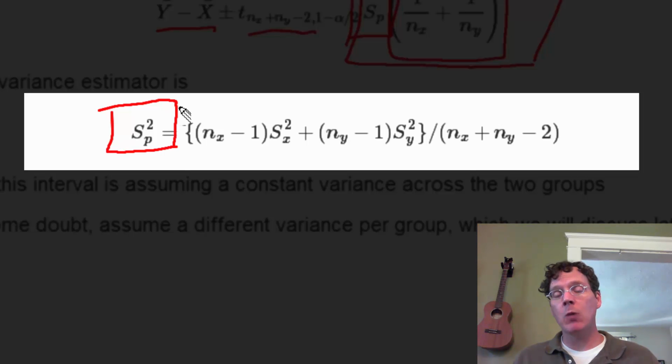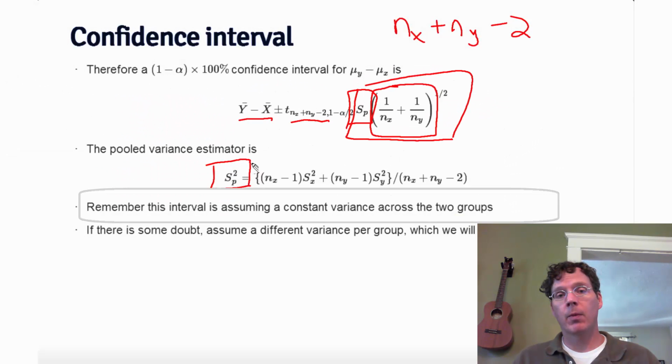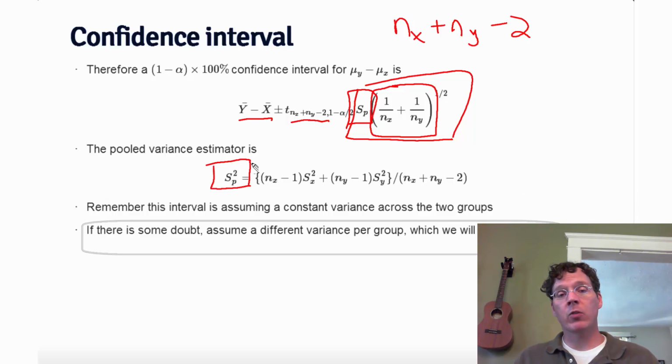If in fact you have equal numbers of observations in both groups, nx is equal to ny, then the pooled variance is the simple average of the variance from the x group and the variance from the y group. But remember, this interval assumes a constant variance across the two groups. If that assumption is violated, then this interval won't give you the proper coverage. If there's some doubt, simply assume a different variance per group, which we'll cover later on in the lecture with a slightly different interval.